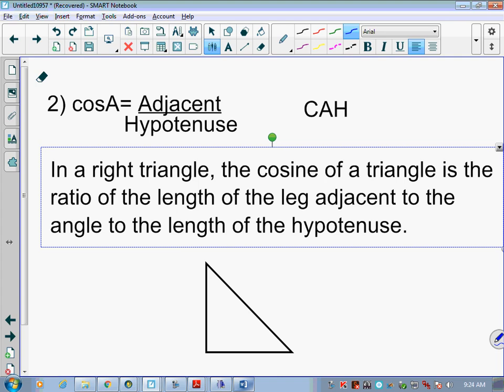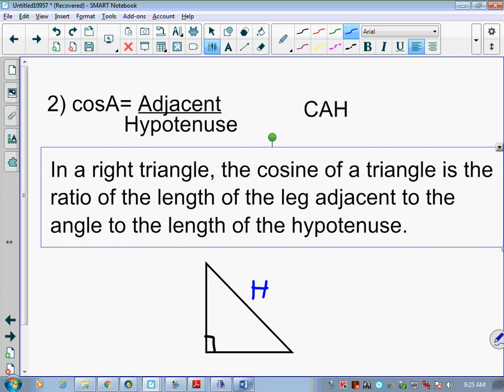Okay? So we have sine first. Then we have cosine. Okay? Now, I'm going to put my right angle up here. Okay? It goes right there. Cosine is adjacent over hypotenuse. Adjacent over hypotenuse. Okay? So where should my H go? What is opposite the 90 degrees? So it should go here, correct?